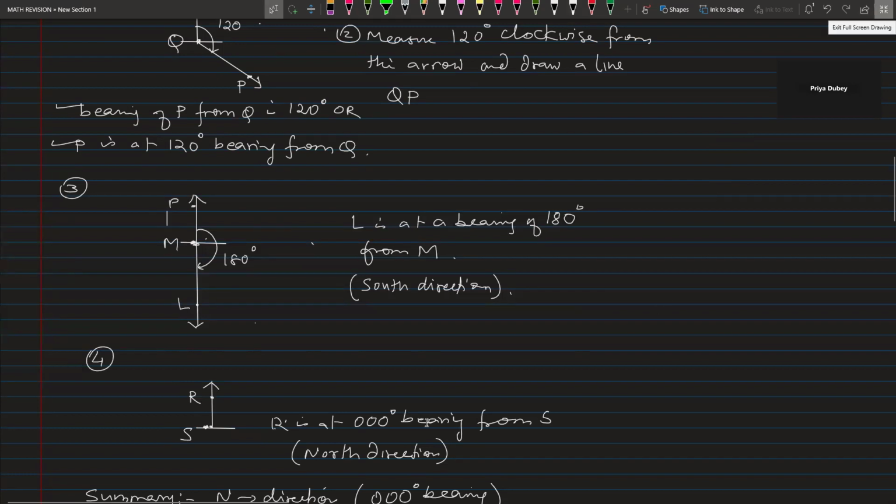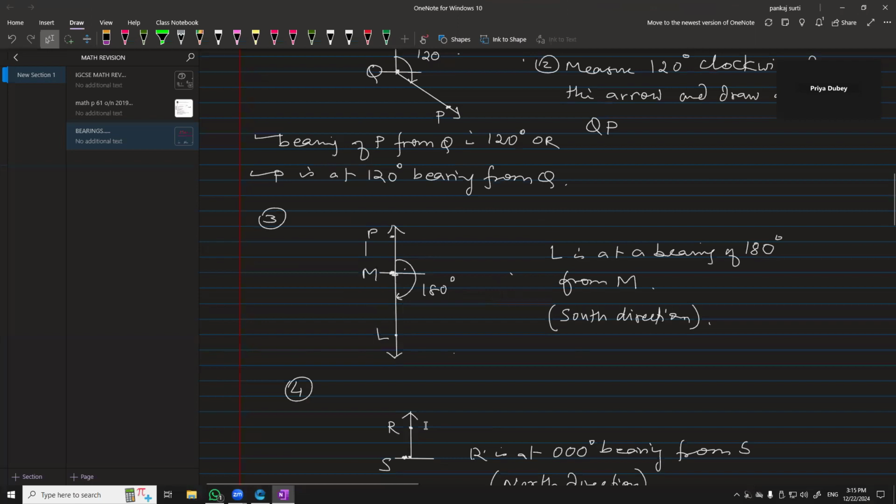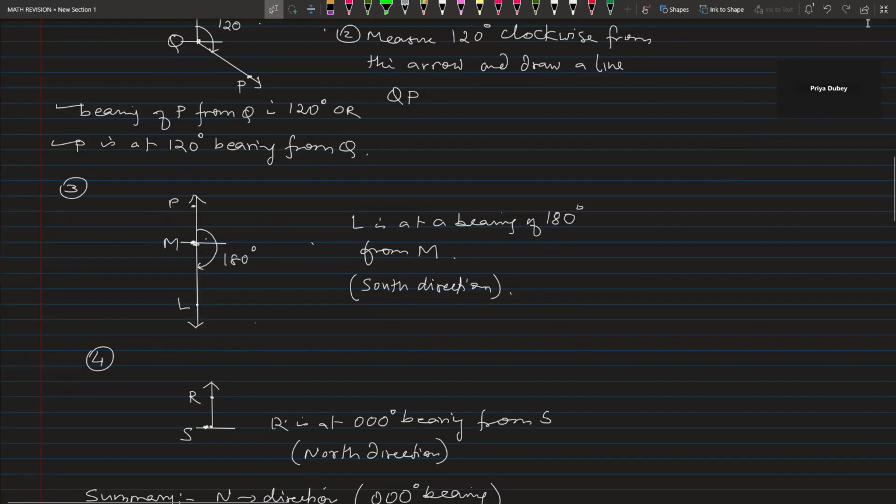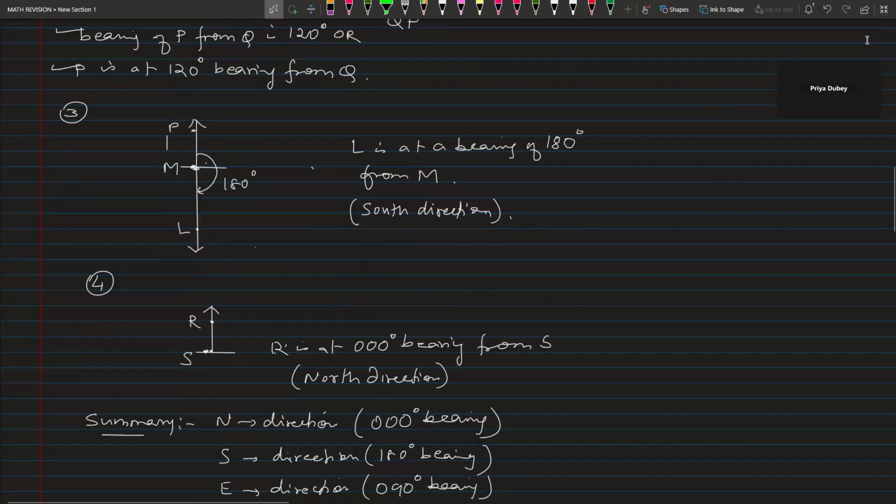Now let us do the same way. Same way we can go for example number 4. So if somebody says 180 degree bearing, what does it mean? So you can say 180 degree bearing means south direction. Okay. You can understand it that way.